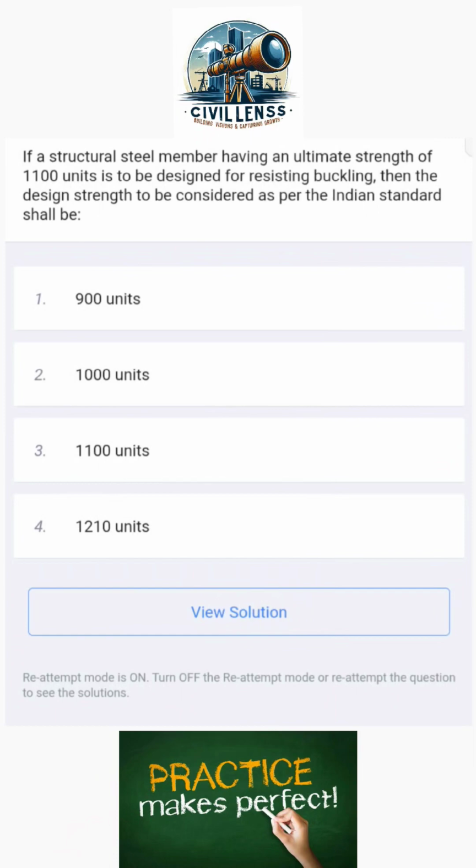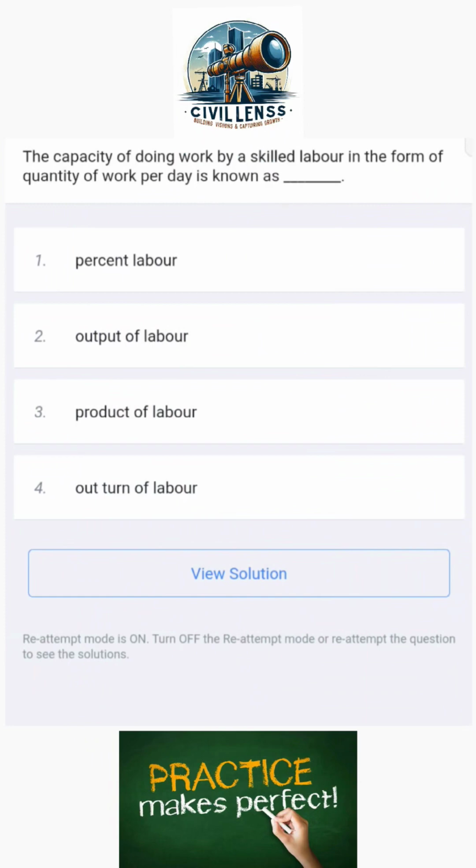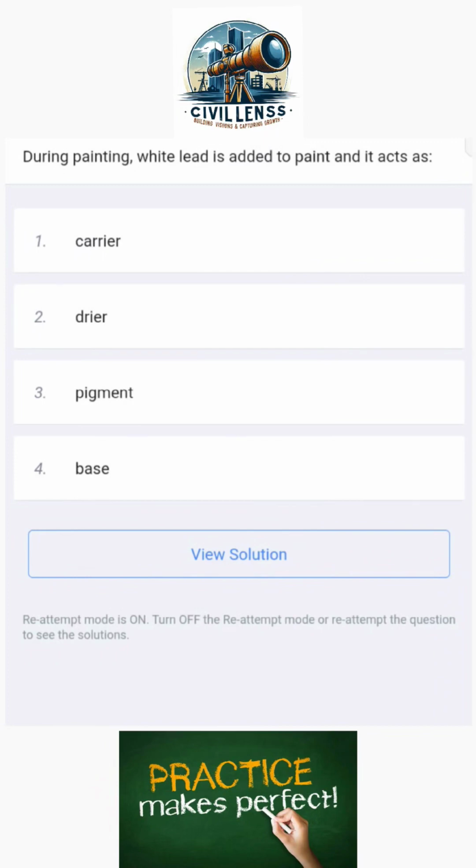If a structural member having an ultimate strength of 1100 units is designed for resisting buckling, then the design strength to be considered as per the Indian standard shall be 1100 by factor of 1.1, which is 1000 units. The capacity of doing work by a skilled labor in the form of quantity of work per day is known as outturn of a labor. During painting, white lead is added to the paint and it acts as base.